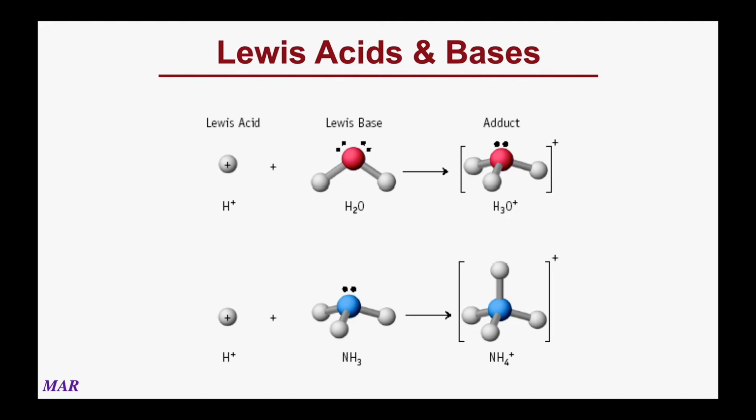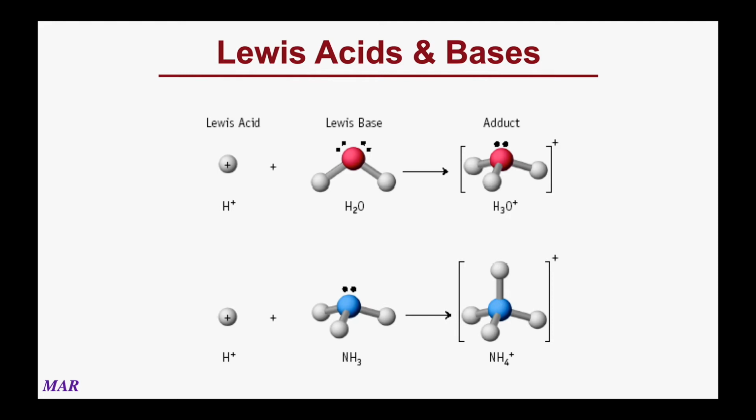So here's an H plus reacting with water to make hydronium. Well, H plus is the acid. It's missing a lone pair, doesn't have electrons. Water, on the other hand, definitely has lone pair electrons. It pushes its lone pairs into the H plus, if you will, to make the H3O plus hydronium ion. Sometimes they call these adducts, a Lewis acid, Lewis base adduct.